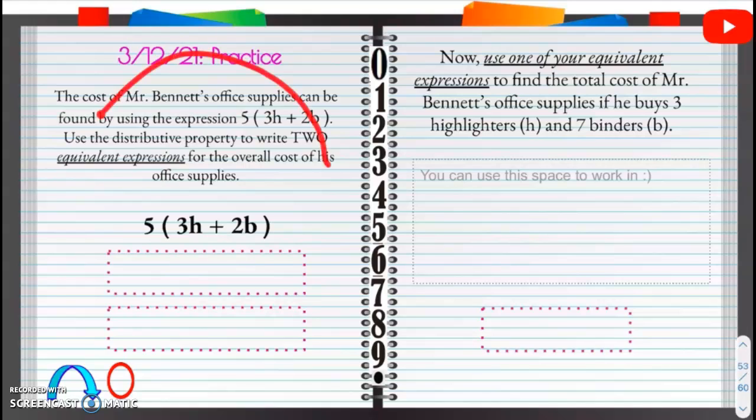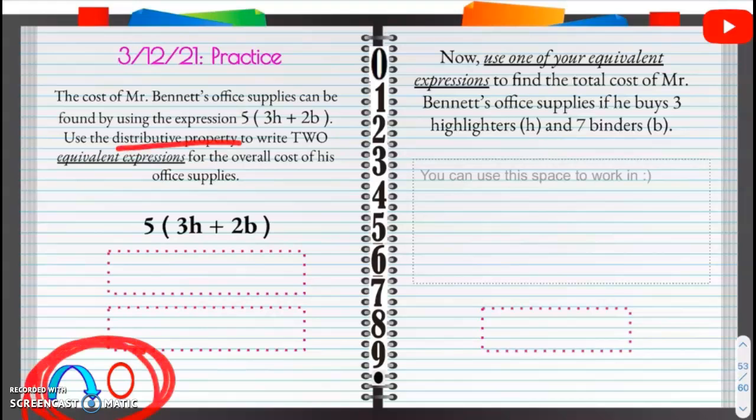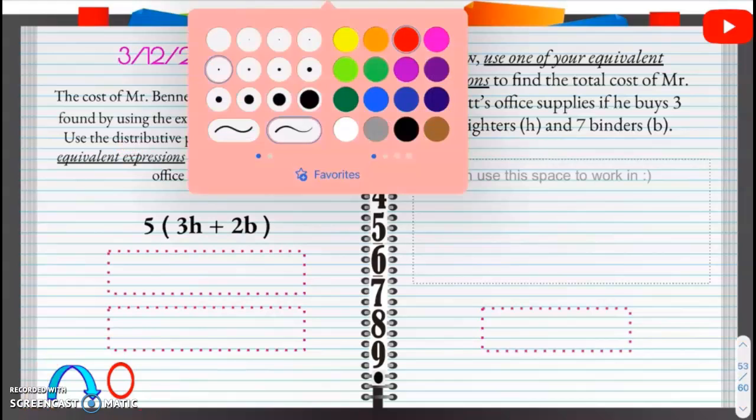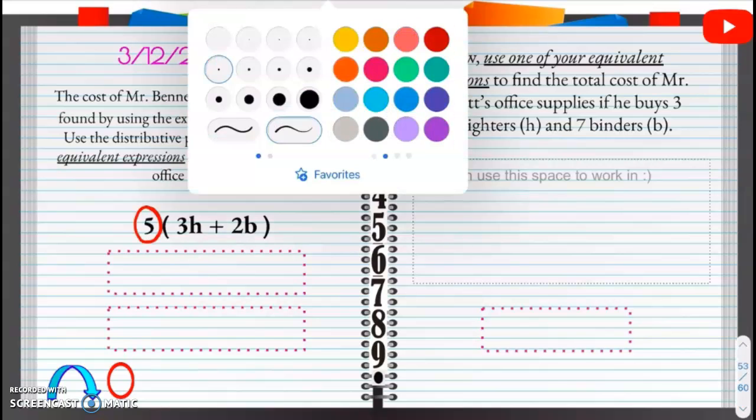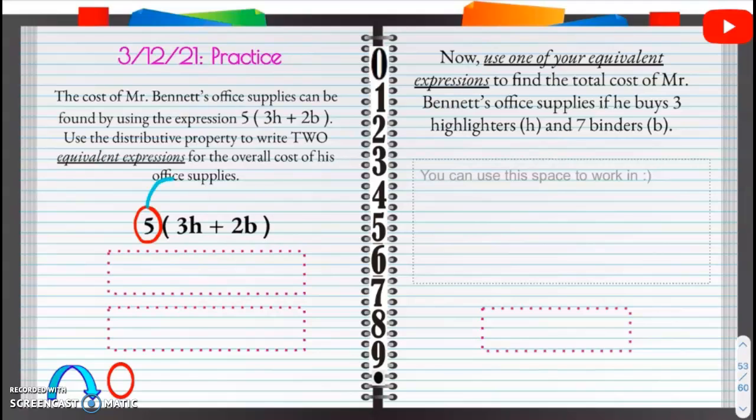supplies. So right here, first of all, we're going to use that distributive property, just like what we've been doing. We are going to circle the number in front of the parentheses, which is 5, and we are going to distribute it through. So 5 times the quantity of 3H. So first one, we're going to have 5 times 3H.